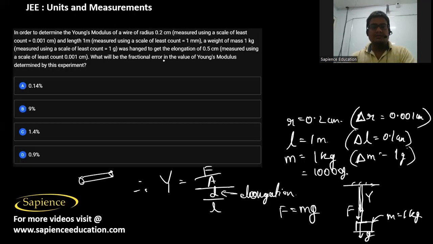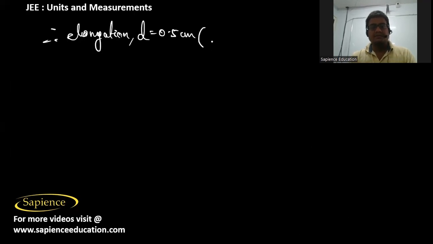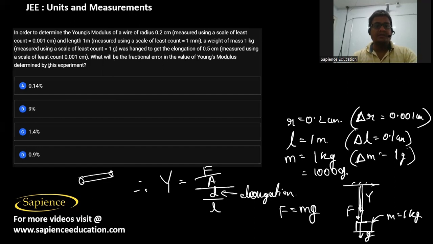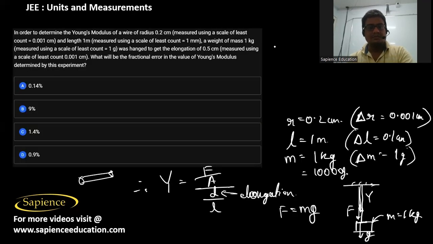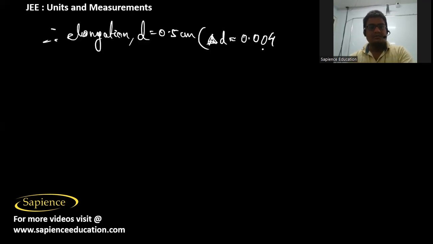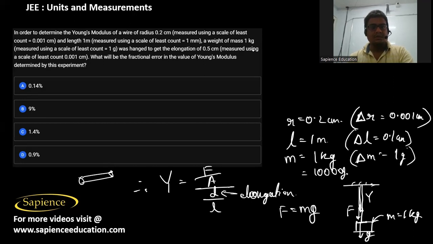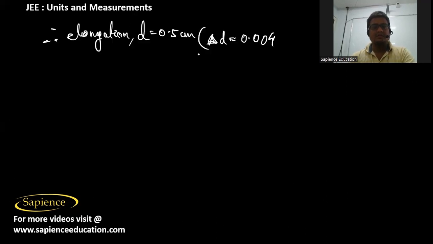So here the elongation of the wire, let's call it d, is equal to 0.5 centimeter, and it is measured using a scale of least count 0.001 centimeter. So delta d is the least count of the instrument which is used to measure the elongation of the rod. So delta d will be 0.001 centimeter.